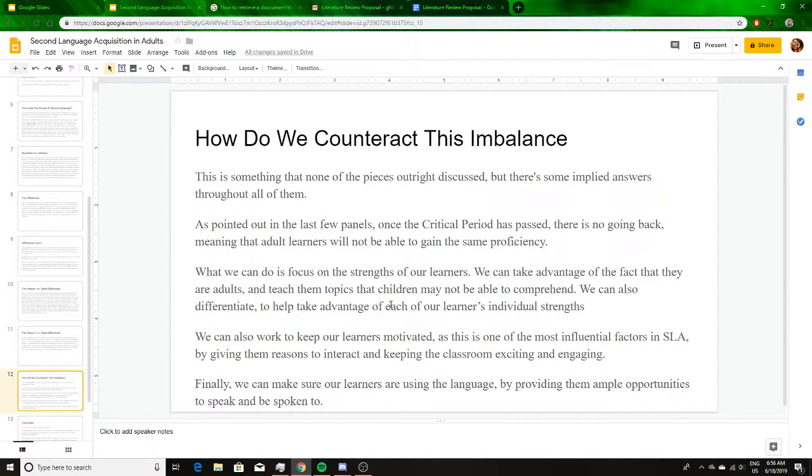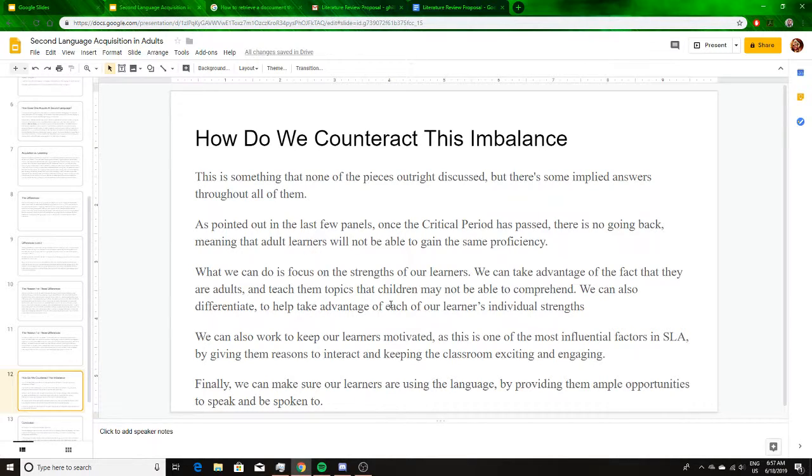Now, we have to wonder, how do we counteract this imbalance? How do we make it fair for everyone? This is something that none of the pieces really outright discussed, but there are some implied answers throughout all of them. I think the only one that really discussed it was Ausubel, but even then, that was a very specific argument for one person, and not everyone can agree.